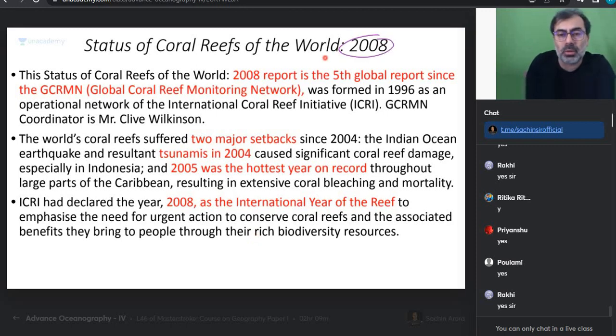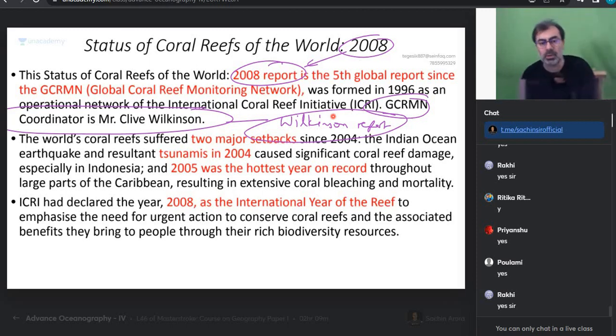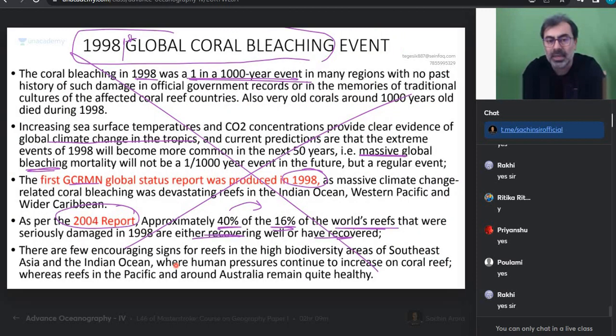The 2008 report now. After the 2008 report, the fifth global report, 8 May. Yes. And who is the operational network of ICRI? GCRMN. The coordinator was Clive Wilkinson. Therefore, the examiner called it the Wilkinson report. So, do we have to look at every report? No. I brought you the reports just to establish why this question was asked and how the story begins.